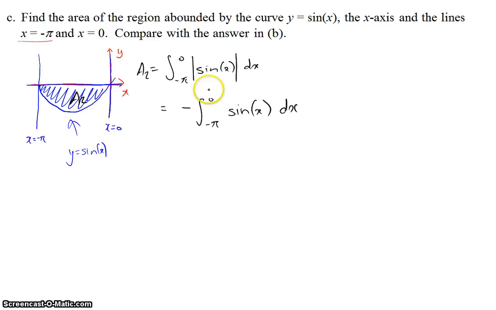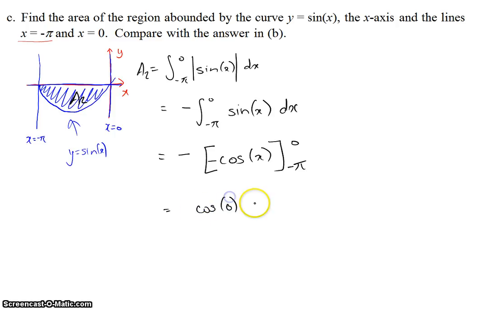But now, this is something quite simple again, because it's just what we did in the previous couple of questions. We use this antiderivative, negative cosine of x. Our bounds are now negative pi and 0, minus out the front, but then the negative is going to cancel. So this is going to be the same thing as cosine of 0 minus cosine of negative pi. And this is 1, this is negative 1, minus negative 1 gives us 2.